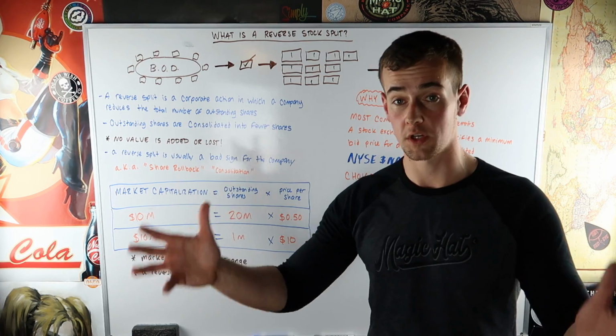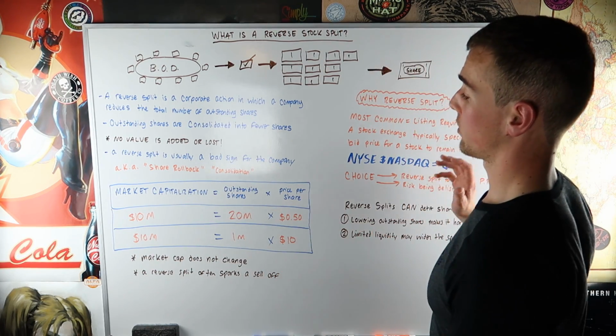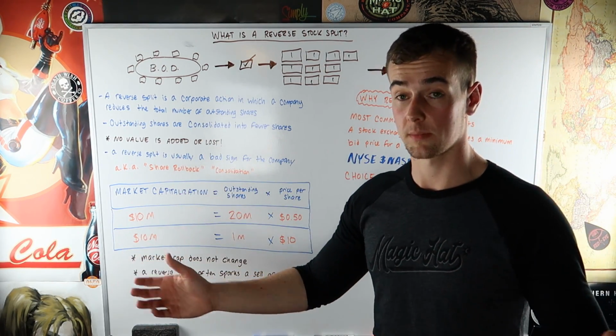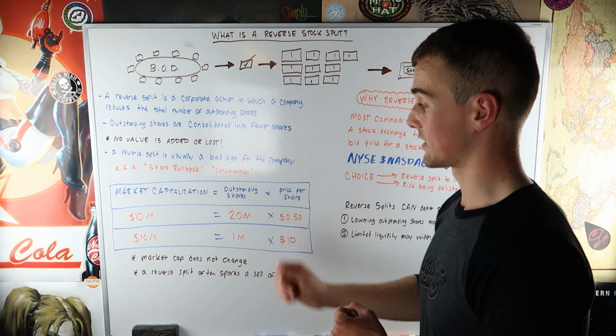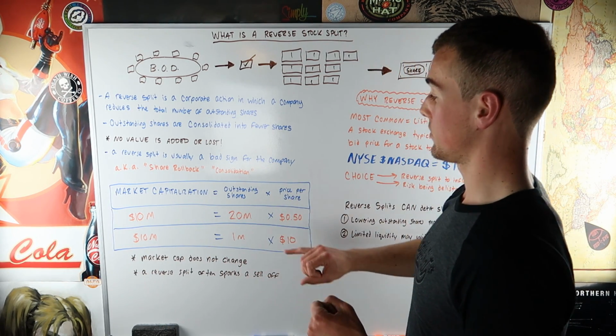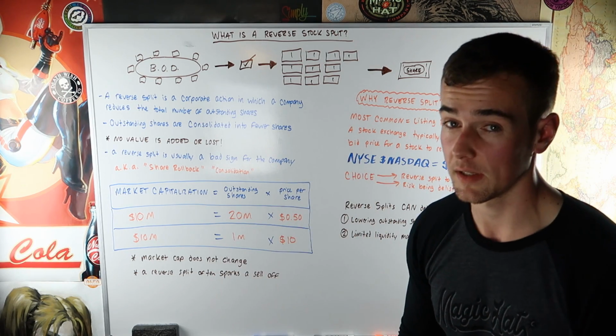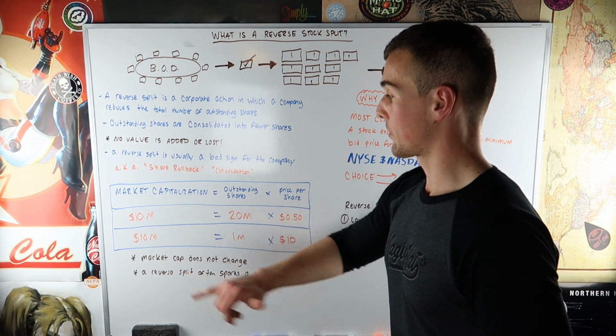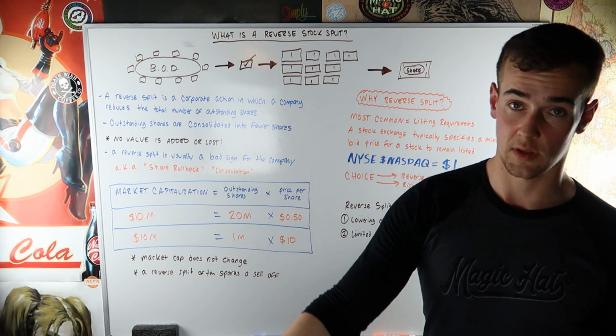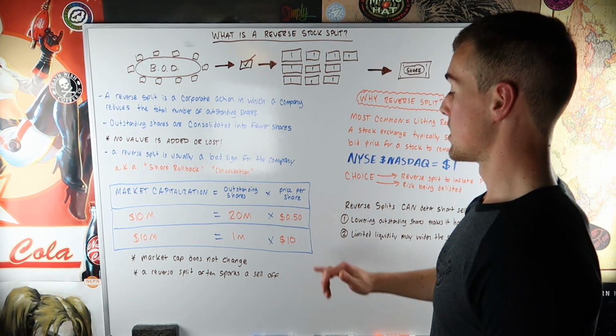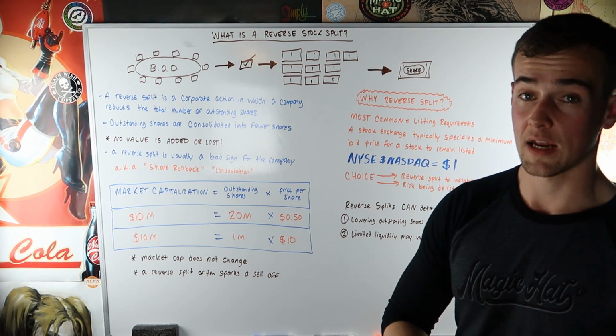So if somebody has 20 shares of this company, they're going to do a reverse split, and now those 20 shares mean that person now has one share of stock in that company. So now the number of outstanding shares goes from 20 million to 1 million. The market capitalization does not change, so the only factor that can change now is your price per share. So that increases the price per share to $10.